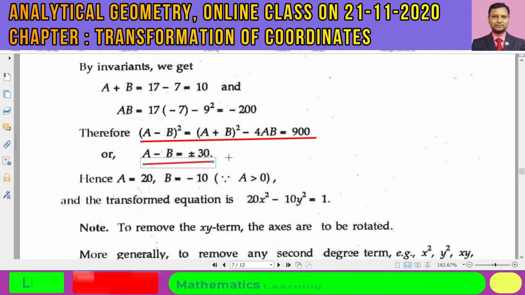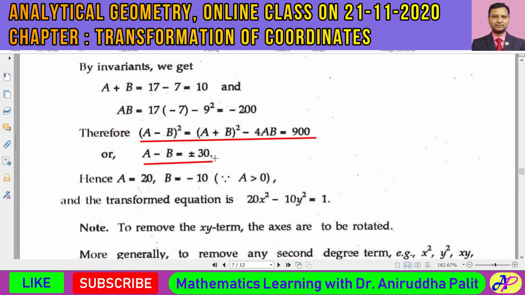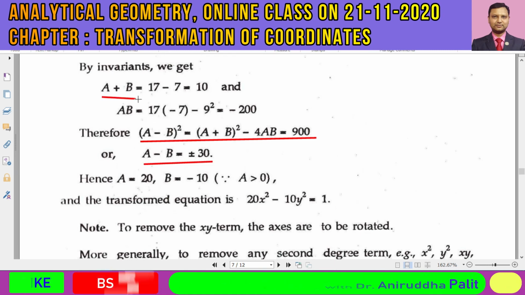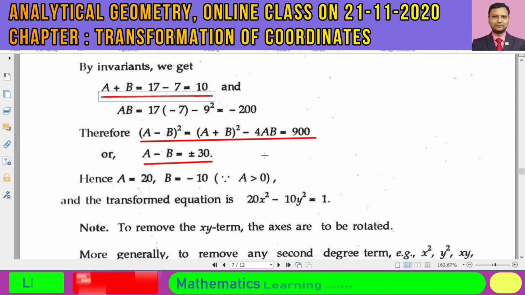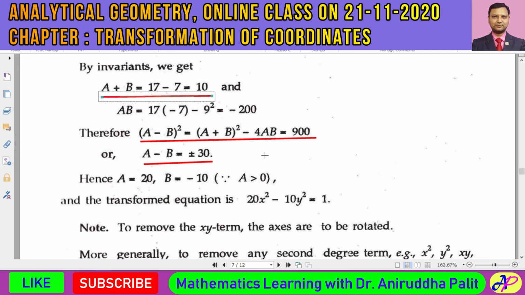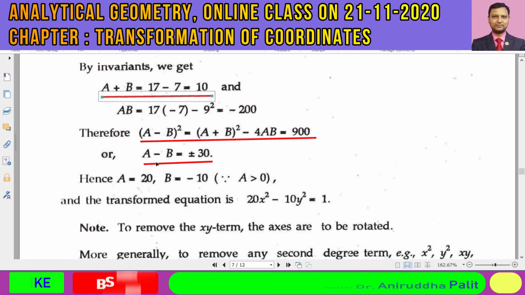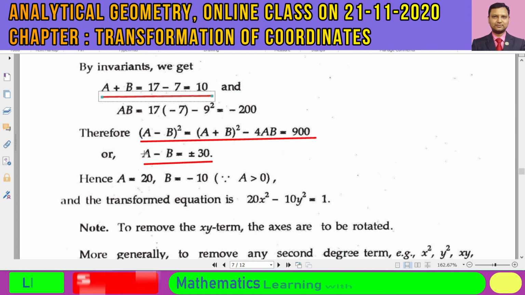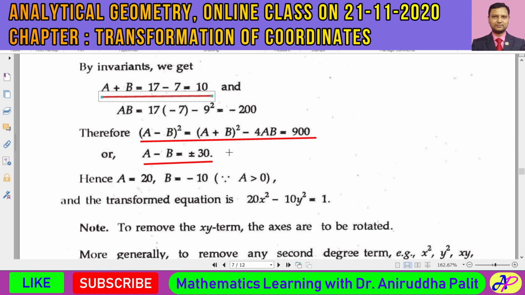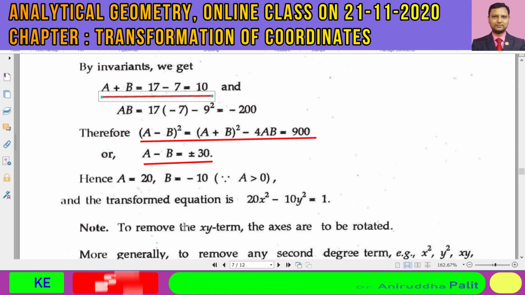And if you consider the positive sign, you will have one result: a plus b is equal to 10 and a minus b is equal to 30. Okay. So you can solve and find the values. Again, if you consider the negative sign, that means a minus b is equal to minus 30, then again you can solve a plus b is equal to 10 and a minus b is equal to minus 30. So you can again solve these two results.